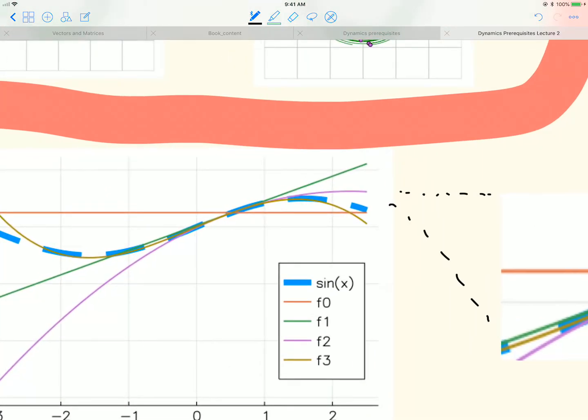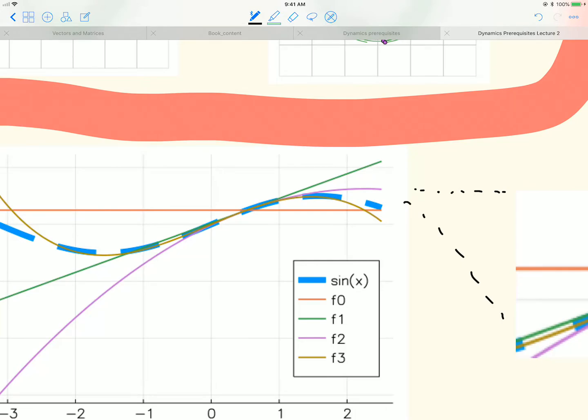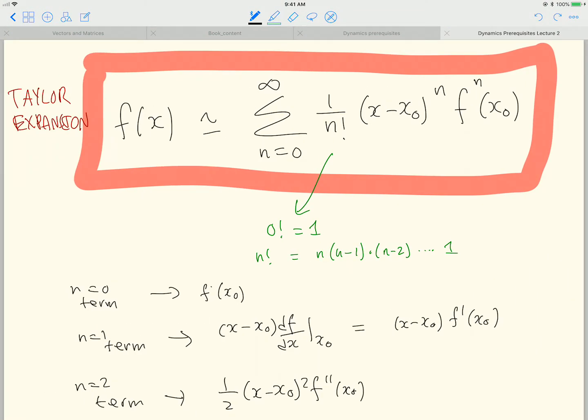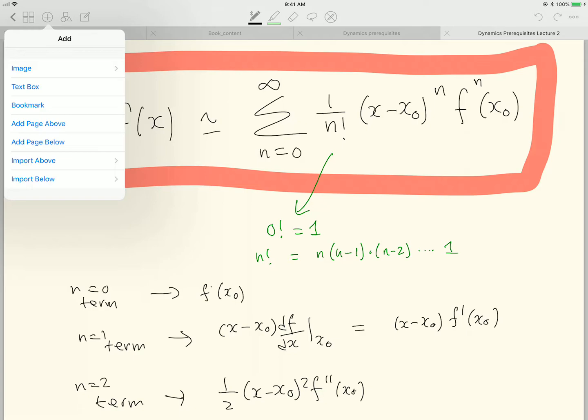And as you can see, kind of in the way that I was trying to sketch out, the parabola hugs sine of x over a greater range than any of the other functions. And as you keep adding terms, you hug sine of x over a greater and greater and greater range. So the approximations get better and better and better.